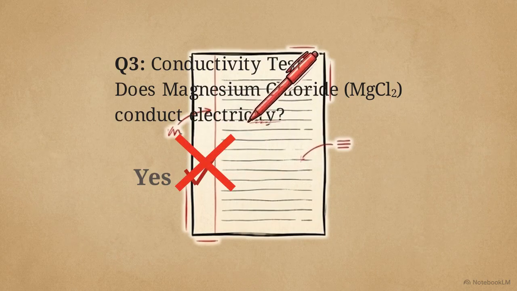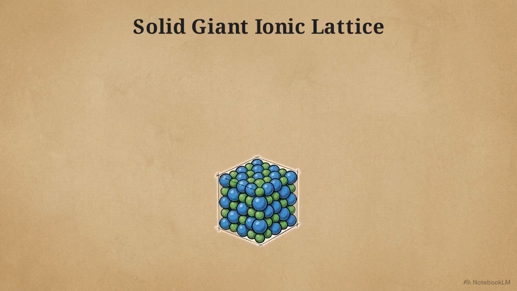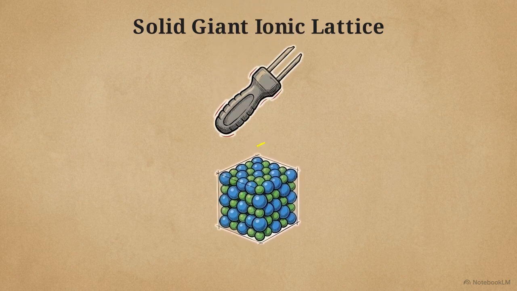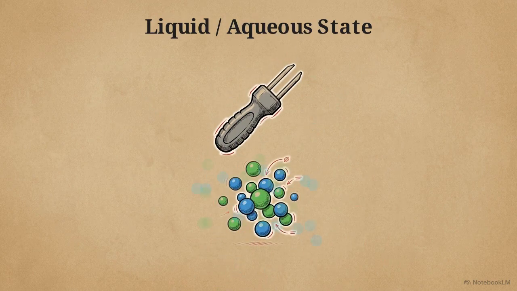Writing a simple yes here is a trap. You have to specify the physical state. In a solid giant ionic lattice, the positive and negative ions are locked rigidly in place. Without the free movement of these charged particles, a solid ionic compound cannot conduct an electric current. But if you melt it into a liquid or dissolve it in water, that rigid structure breaks down. The ions are free to move. This freedom of movement allows the ions to carry an electric current through the substance.